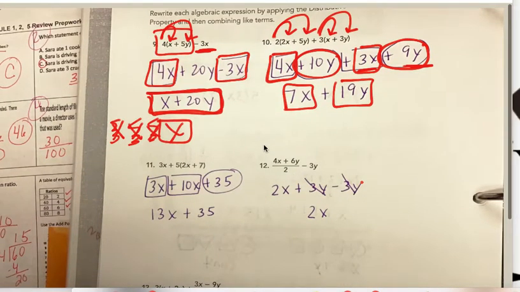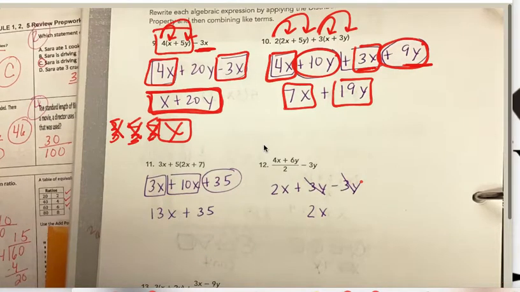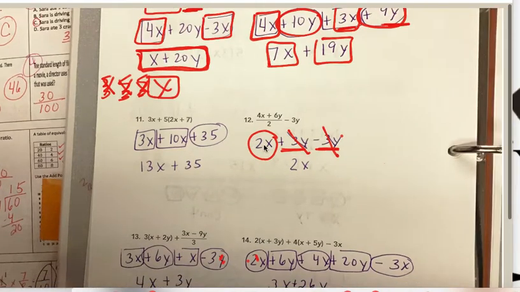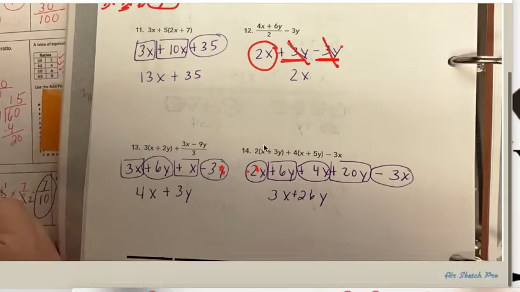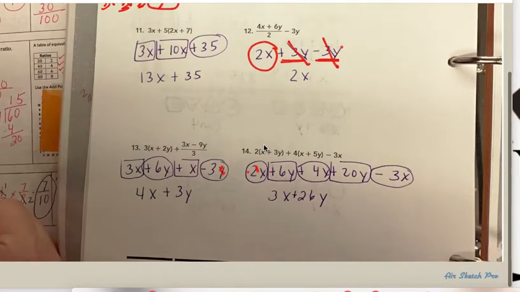And then you can kind of see my other examples here. Again, you can see where I have a 3y and a negative 3y. So what happened to them? They canceled out, and I was just left with the 2x. Here are some more examples that I did that you can look at. Maybe try them on your own and see if you get the right answers.